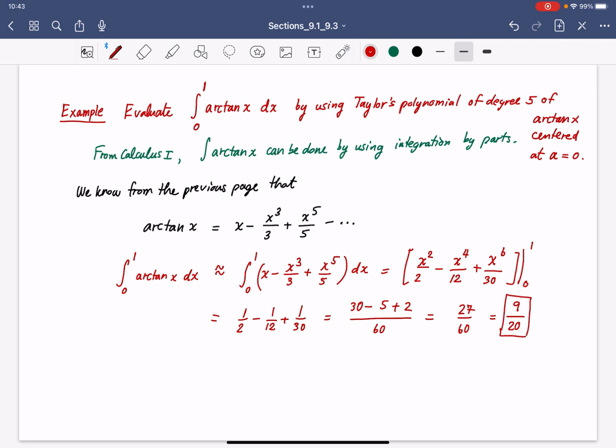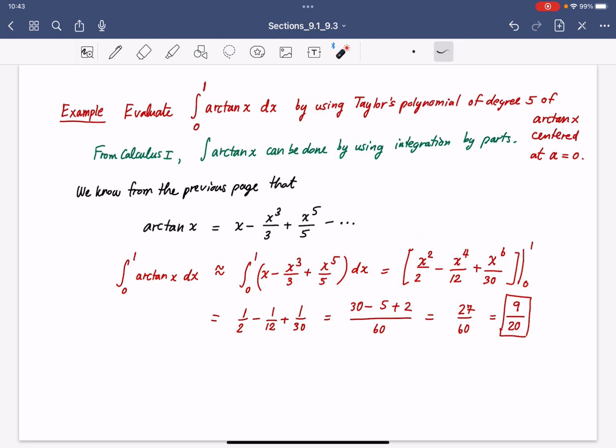This way you don't have to use integration by parts, and it is an approximation. So if you want the approximation to be better, you can use more degrees here. If you feel like x to the 5th power is not that good, you can keep going. You do x to the 7 over 7, you do x to the 9 over 9, and then you keep going. If you do the polynomial up to degree 9, you're gonna get more digits. I mean, the approximation gets better each time you add more terms here.